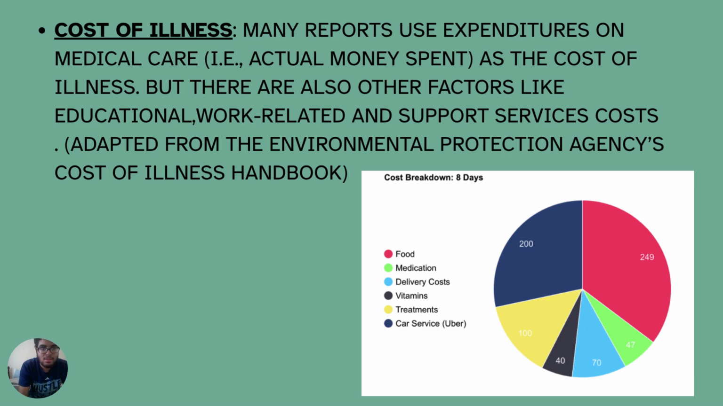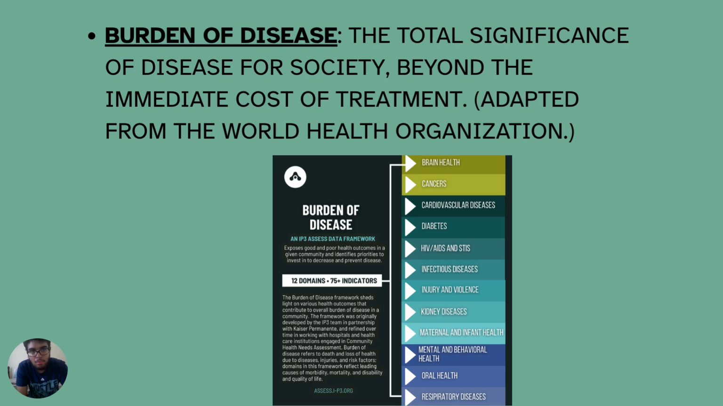Cost of illness. Many reports use expenditures on medical care. This is actual money spent as the cost of illness, but there are also other factors like educational, work-related, and support services costs. Burden of disease, the total significance of disease for society, beyond the immediate cost of treatment.